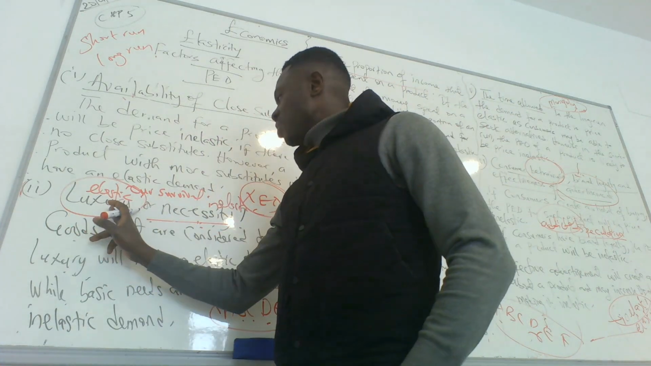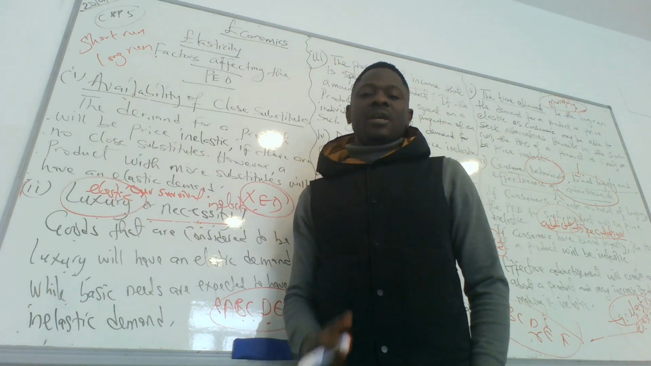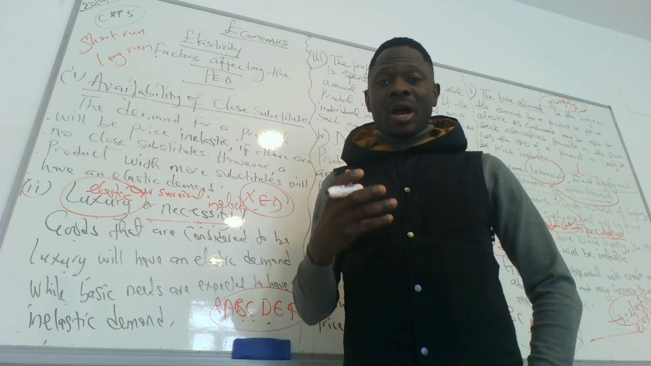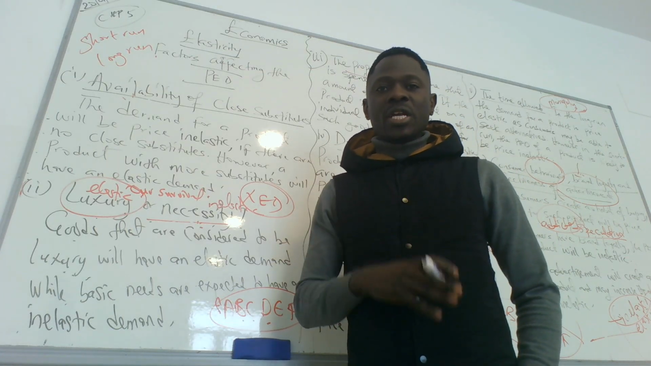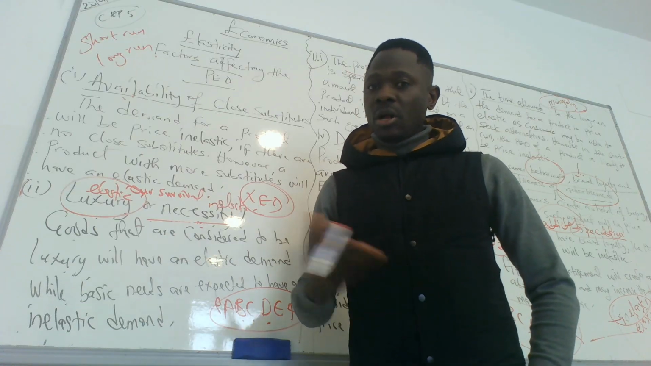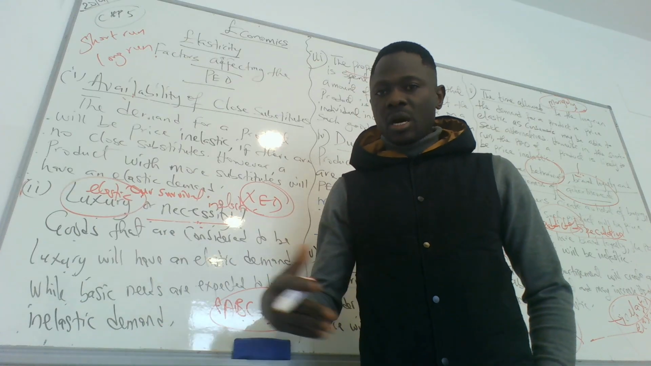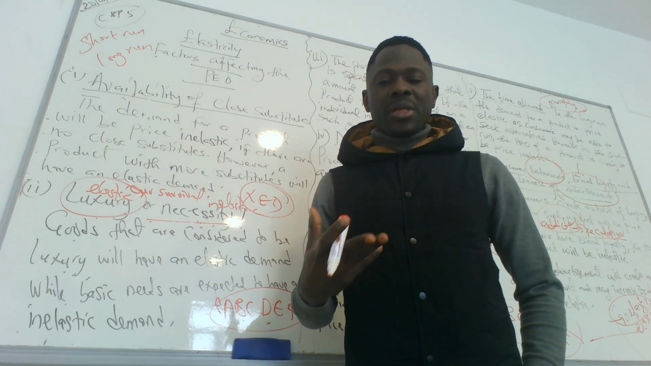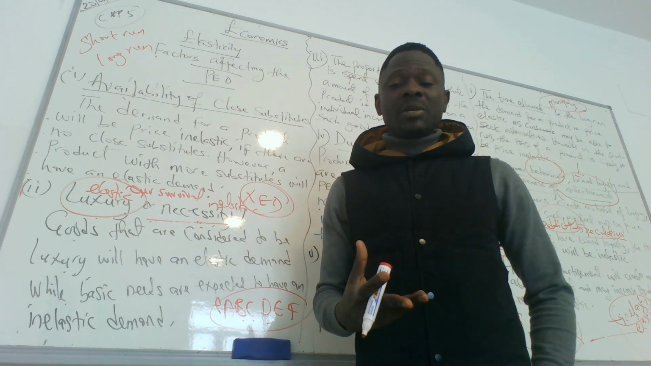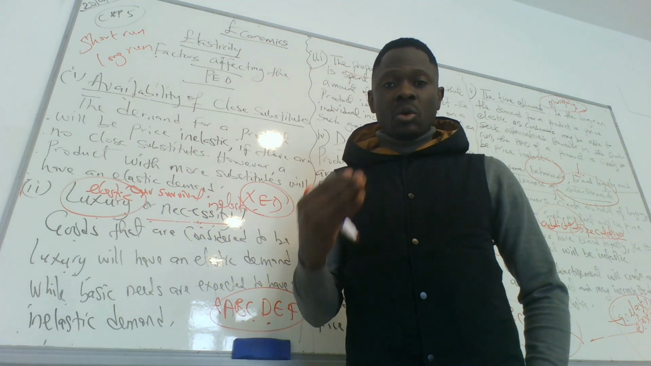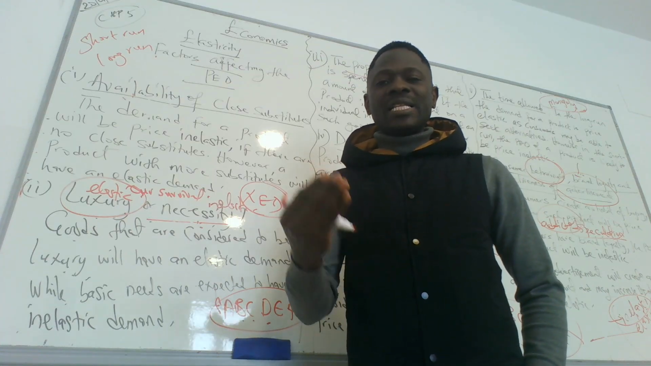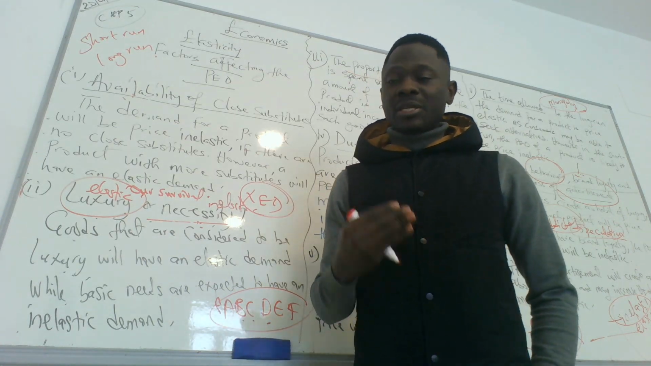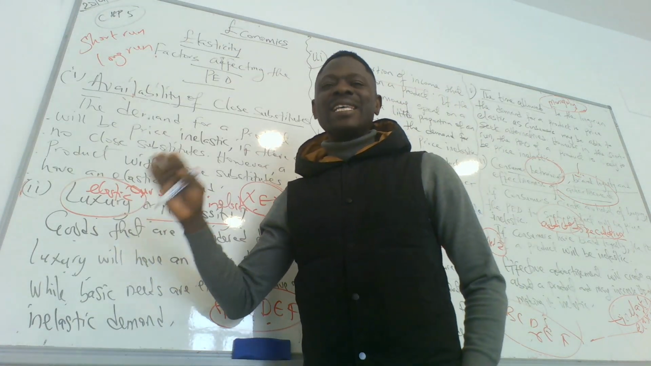The next one is luxury and necessity. Luxury goods are goods on which our living does not depend. With or without them, we can survive. A holiday in the Bahamas, a Bugatti car, a Ferrari car, these things are luxury. With or without them, we can still survive. So that means as soon as the price of those goods increases, the quantity demanded is expected to reduce. That makes luxury goods price elastic.